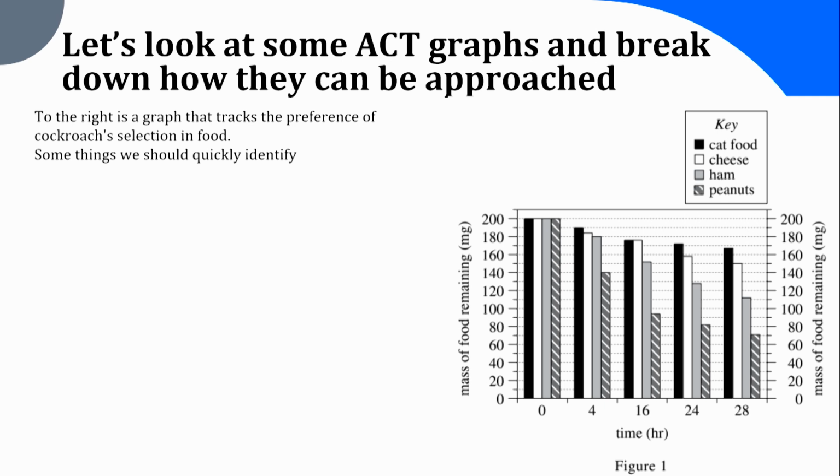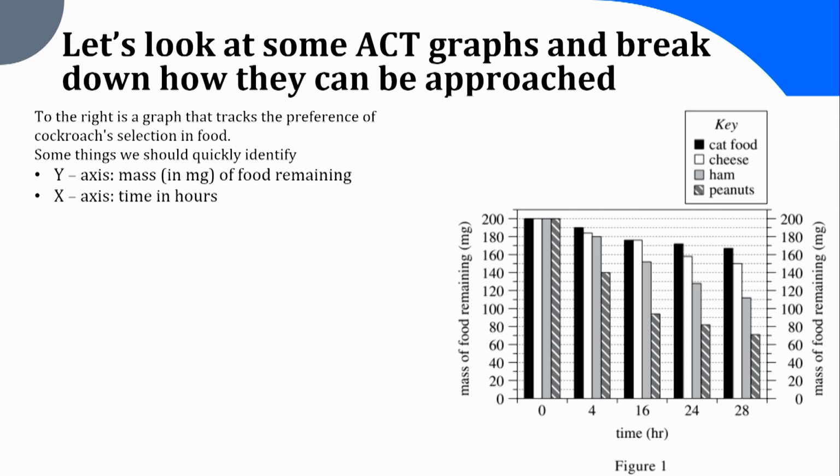So here's a graph. This graph is tracking the preference of cockroaches' selection in food. Here are some things that we should quickly identify. Every time you get to a graph, you want to try to identify these key things. So first of all, let's look at the y-axis. The y-axis is the one running up and down on the left, and this is mass, talking about how much food is remaining. So the y-axis is tracking the food remaining in milligrams.